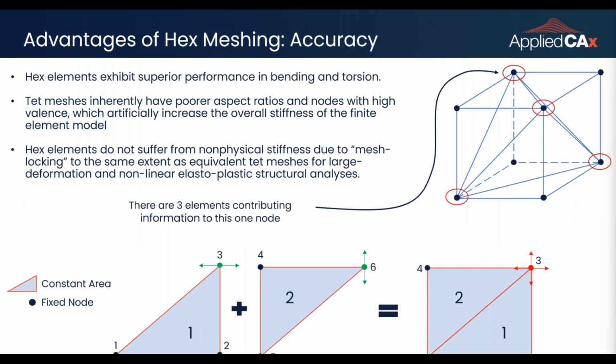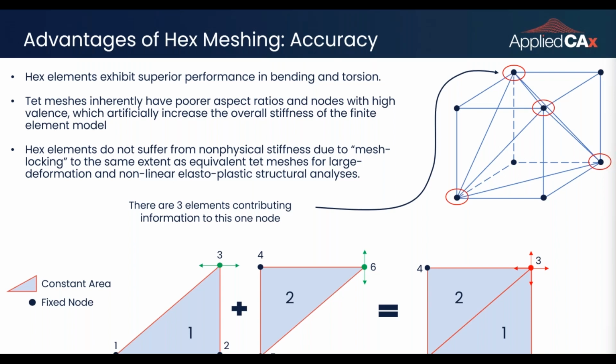So continuing on accuracy, hex elements exhibit superior performance in bending and torsion. Tet meshes also inherently have poor aspect ratios because the internal angles of a triangle are typically more acute than those of a square. The nodes also have high valence, which is just another way of saying each node has more connectivity, which artificially increases the overall stiffness of the finite element model. You can see that one node can have up to 3 elements contributing values to it.